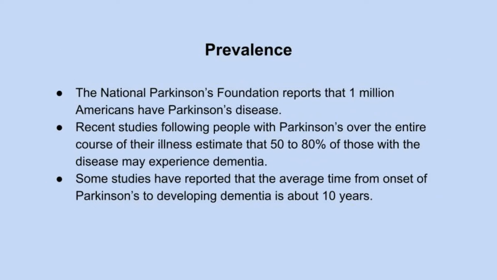The National Parkinson's Foundation reports that 1 million Americans have Parkinson's disease. Recent studies following people with Parkinson's disease over the entire course of their illness estimate that between 50 to 80% of those with the disease may experience dementia. And some studies have reported that the average time from onset of Parkinson's to developing dementia is about 10 years.